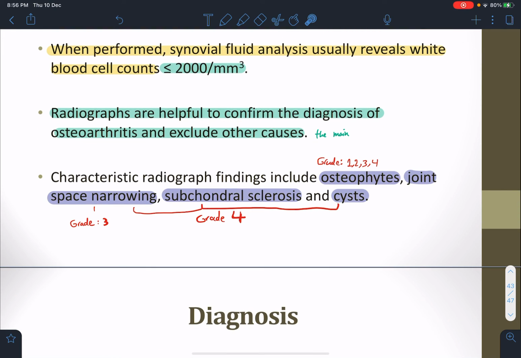Radiographs are helpful to confirm the diagnosis of osteoarthritis and to exclude other causes, like if you have noticed some erosions or you might suspect anything else. Characteristic radiograph findings include osteophytes, joint space narrowing, subchondral sclerosis, and cysts.